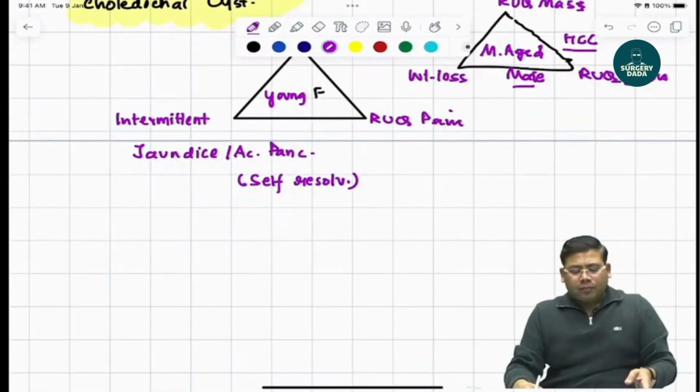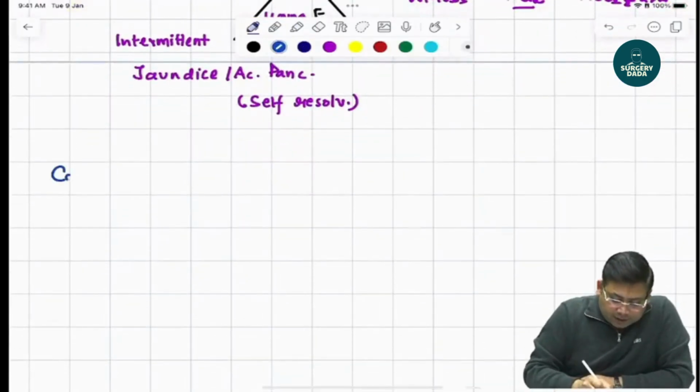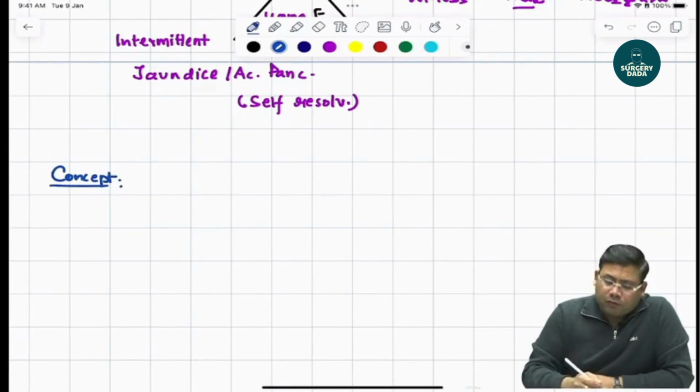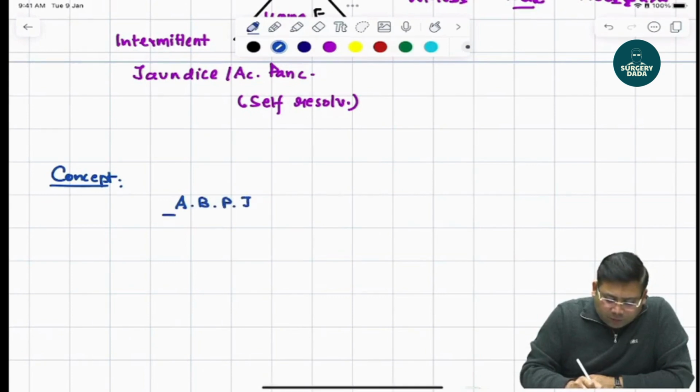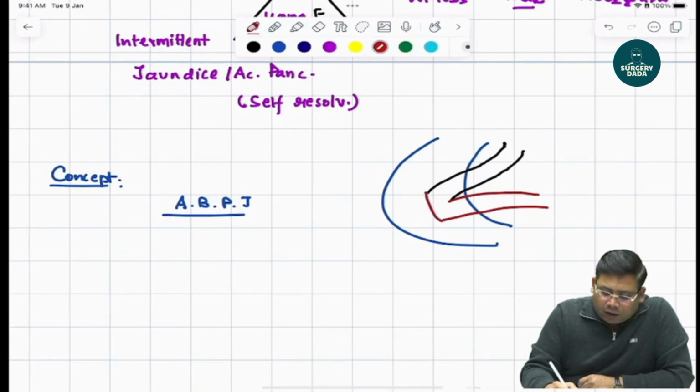Now students, try to understand. Let us try to understand why this happens and what is the concept of this. So whenever we talk about the concept of choledochal cyst, this is associated with ABPJ. What is ABPJ? When we talk about the confluence of the CBD with the MPD, it is always the intraduodenal confluence. This is the normal confluence.